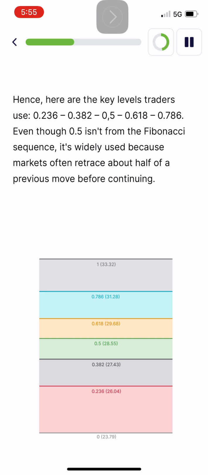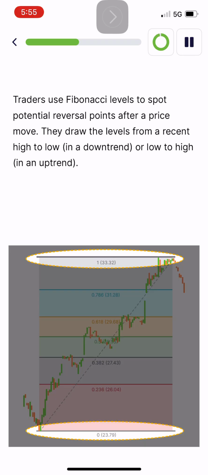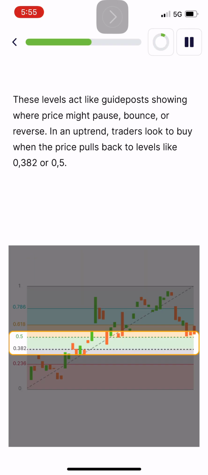Even though 0.5 isn't from the Fibonacci sequence, it's widely used because markets often retrace about half of a previous move before continuing. Traders use Fibonacci levels to spot potential reversal points after a price move. They draw the levels from a recent high to low in a downtrend or low to high in an uptrend. These levels act like guideposts showing where price might pause, bounce, or reverse.